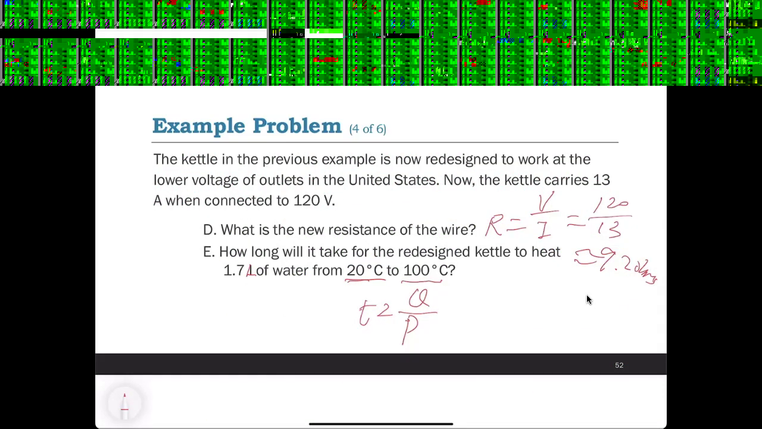And this is around 6 minutes. You can calculate it by yourself. Okay, let's continue to talk about energy and power.